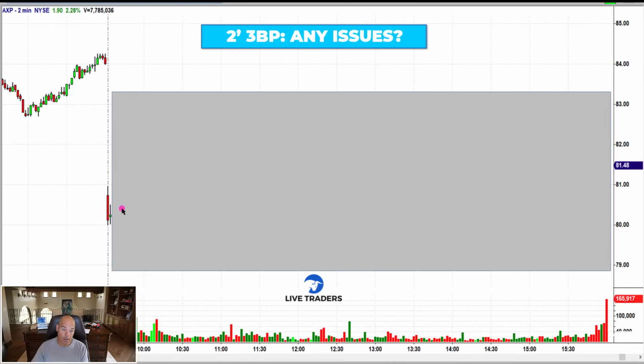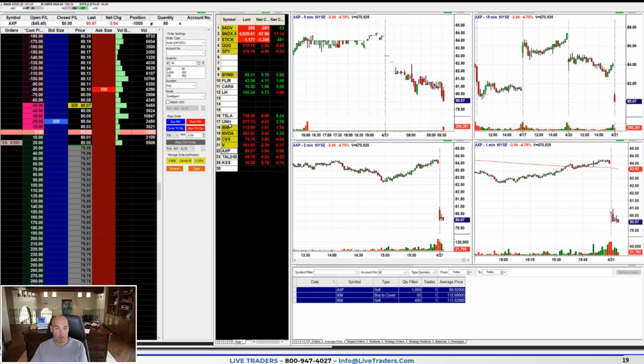It's got a doji bar that's kind of in that bottom 50%. So in a vacuum, looks solid. In a vacuum, looks pretty decent. But we don't trade in vacuums. We don't. Okay?